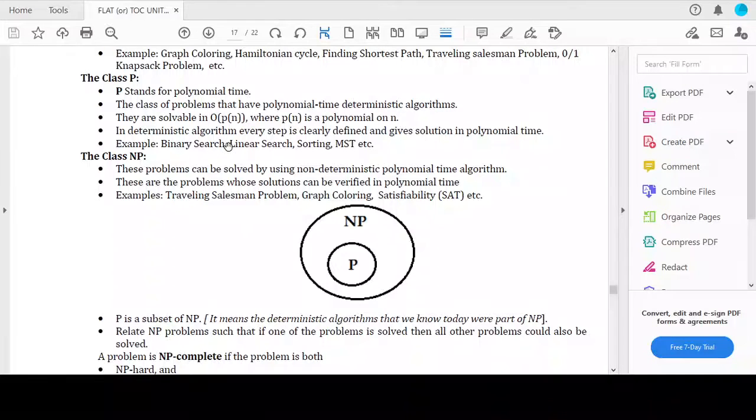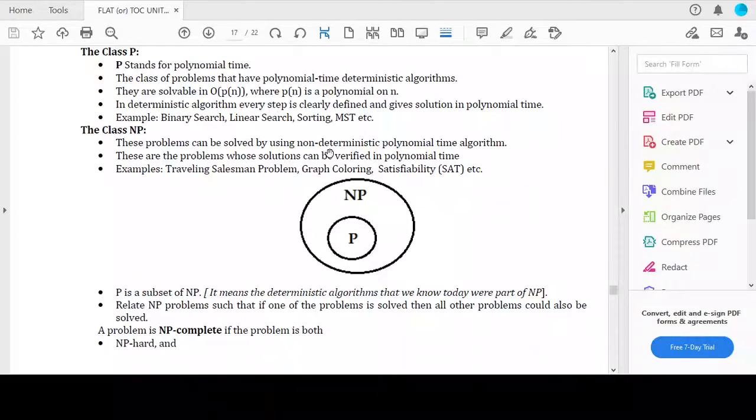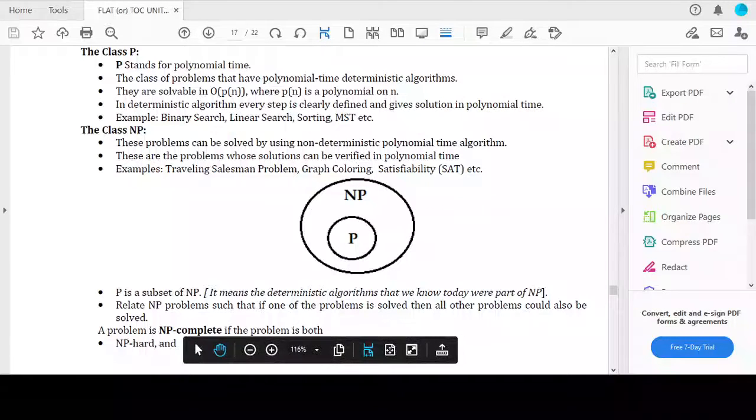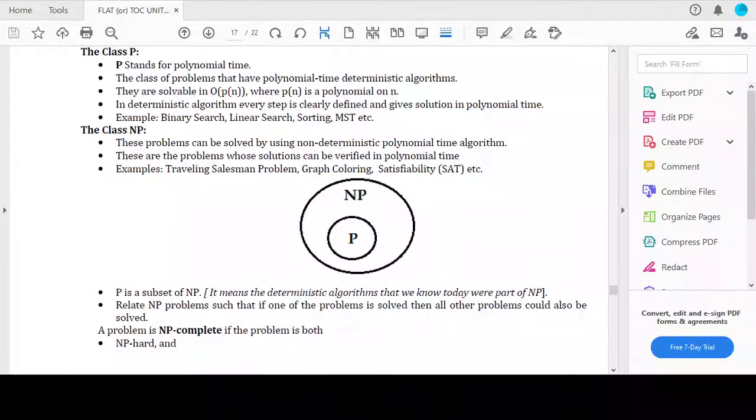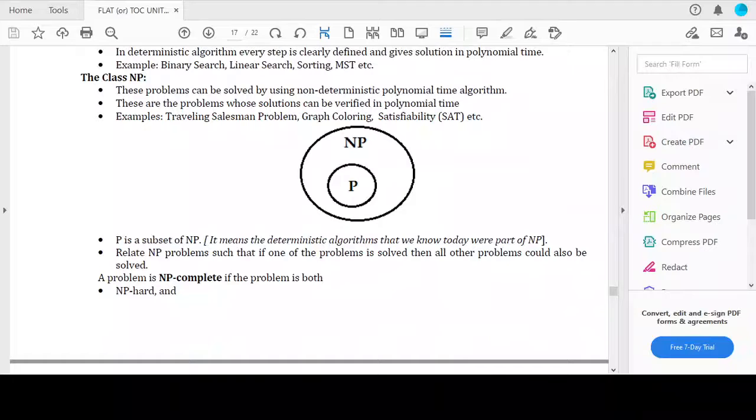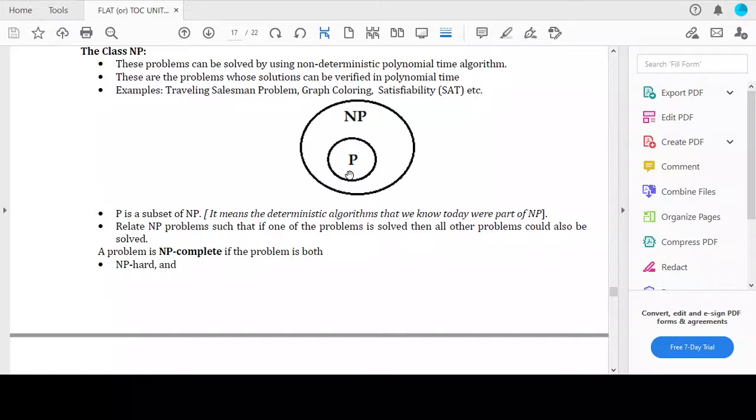problems. As we know, the problems for which there exist deterministic polynomial time algorithms are called P class. The examples are binary search, linear search, sorting, minimum spanning tree, etc. Whereas examples of NP class problems are the traveling salesman problem, graph coloring problem, satisfiability, etc. So these are the classifications of problems into two categories. After this, we considered a diagram in which we represented that P is a subset of NP.